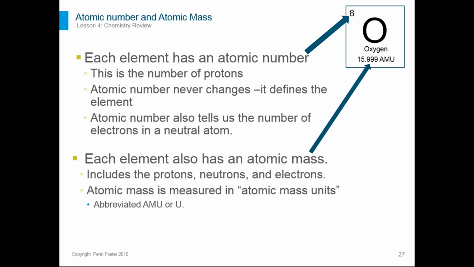Another important number would be the atomic mass, and that's listed underneath the element on the periodic table. This includes the mass of the protons and neutrons and electrons all together. It is measured in a unit called atomic mass units, which is abbreviated AMU, or sometimes just U.